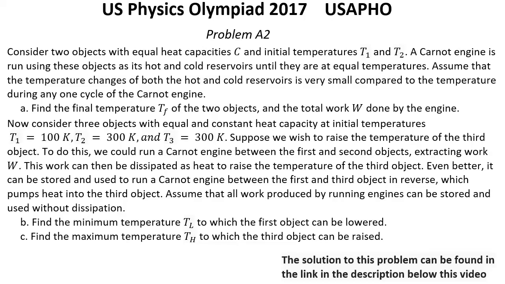Problem A2. Consider two objects with equal heat capacitance C and the initial temperatures T1 and T2. A Carnot engine is run using these objects as its hot and cold reservoirs until they are at equal temperatures. Assume that the temperature changes of both the hot and cold reservoirs is very small compared to the temperature during any one cycle of the Carnot engine.